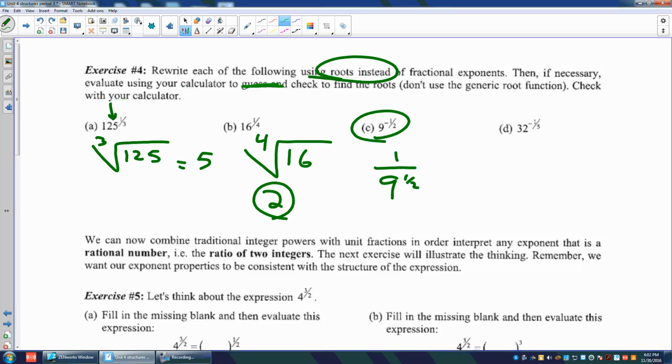One over 9 to the 1/2. That's not how we write it. 1 over the square root of 9. Okay, now, normally we'd have to rationalize this, but we know what the square root of 9 is.